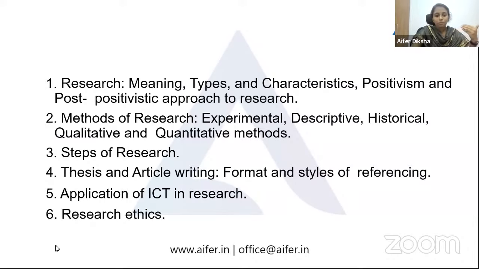Now I'll show you the syllabus of paper 1 for research aptitude. We have areas like research, its meaning, types, characteristics, positivism and post-positivistic approaches to research. Then we have methods of research like experimental, descriptive, historic, qualitative and quantitative methods. Next, we have the steps or process of research, thesis and article writing, application of ICT in research and research ethics. Today in this session, we are going to deal with the steps or the process of research. Under that, we have sampling also, which we will go through in detail.